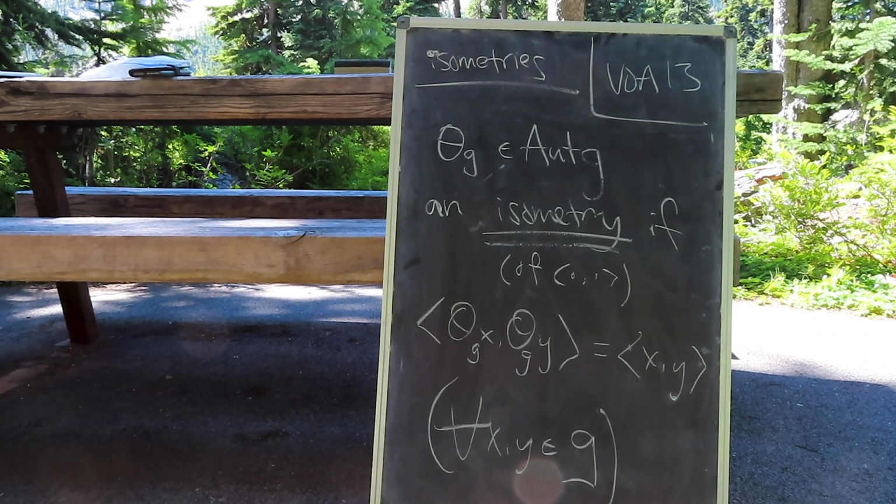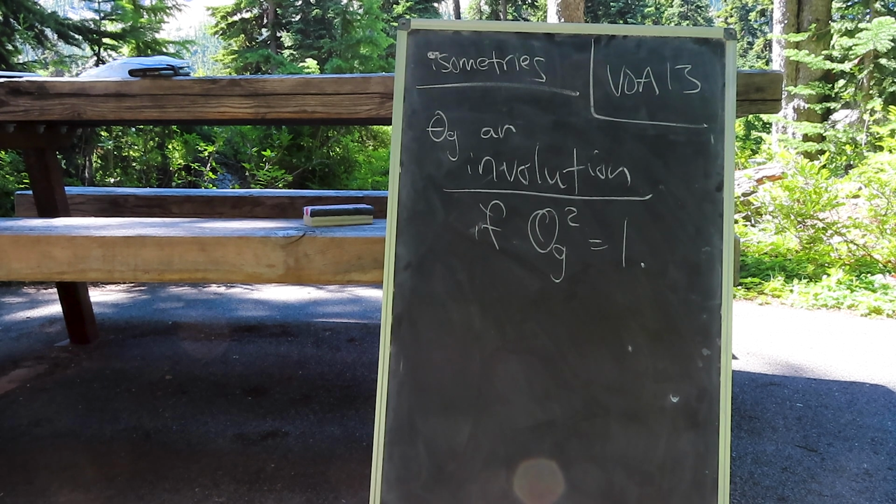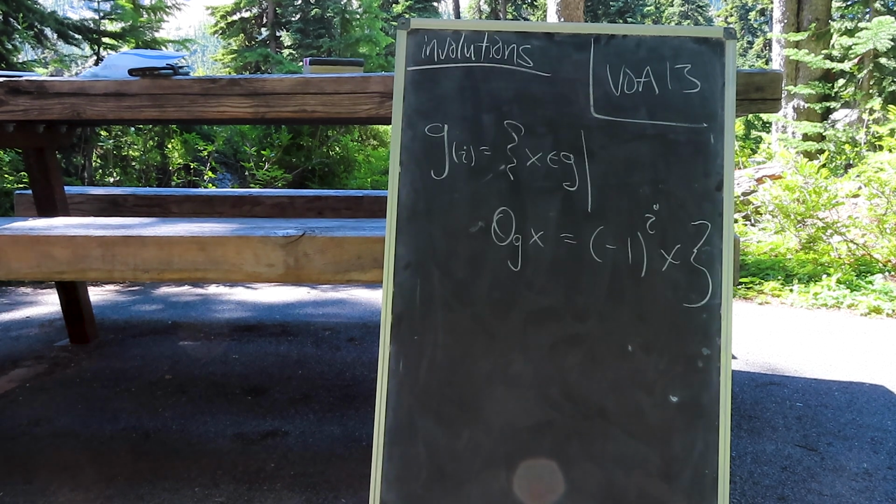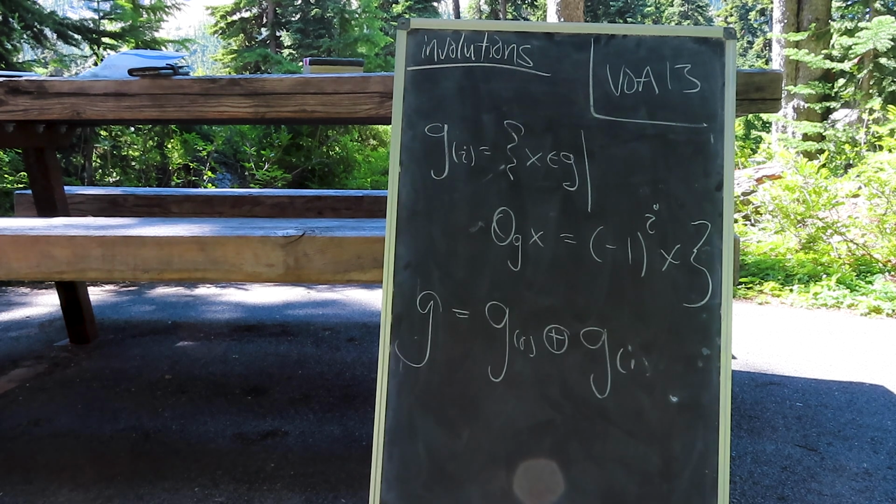An interesting class of isometries are the involutions, which are those that square to unity. Involutions are crucial to the study of finite simple groups, and will give rise to a Z2 grading on G. Define the subspaces G sub i by the eigenvalues of the involution. These are often known by the more familiar monikers even and odd.